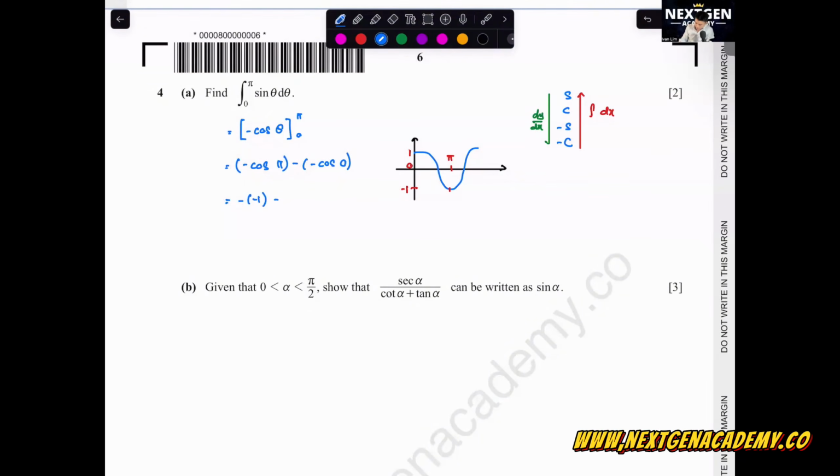Minus negative cos 0, which is negative 1, sorry, confusing the symbols. So you get 1 plus 1, which equals 2.